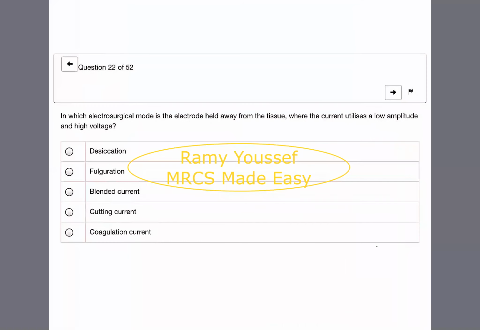Next question. In which electrosurgical mode is the electrode held away from the tissue, where the current utilizes a low amplitude and high voltage? It's fulguration, because desiccation is near the tissue, cutting is unmodulated, and coagulation is modulated. So it's B.